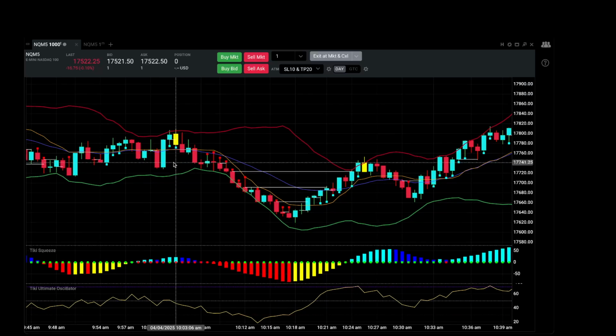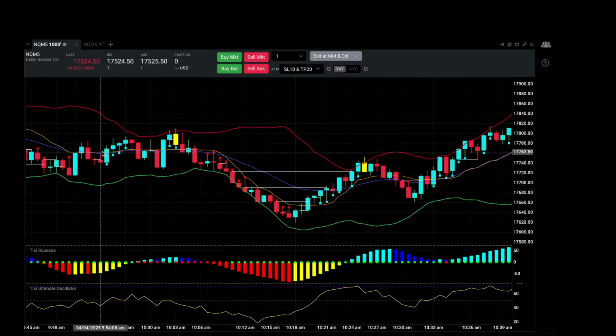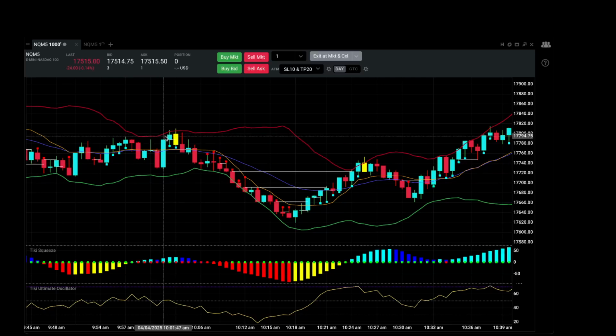When price is hugging the lines, when the lines are over top of each other, this is a bad time to trade. Price is chopping. It's easy to think price is going up, and then boom, it comes down and takes you out. Going up again, boom, takes you out. Going down, and then boom, jumps up, takes you out.